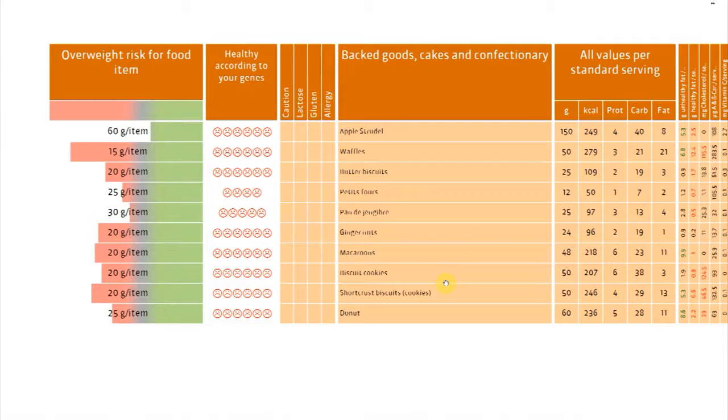If it's large and red, like here, it means this type of food is a big problem for your genes. This is going to make you overweight much more than other food in the green area. And this is really the concept of food items.